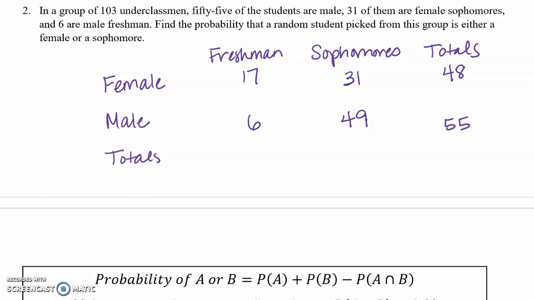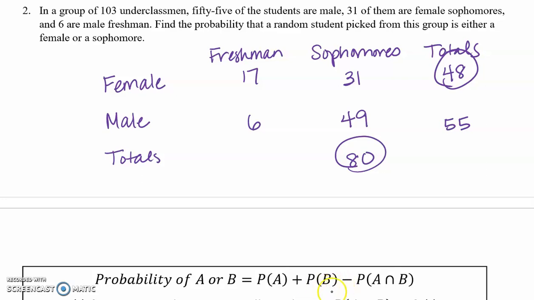Find the probability that a random student picked from this group is either a female or a sophomore. So of this, we end up having 80 sophomores and we have 48 females. But I hope that you can see that there's overlap in that we have females and we have sophomores. So that would be the 31. So this is a classic example that anytime you've got a problem that says you either want this or something else, that you have to worry about the overlap region.